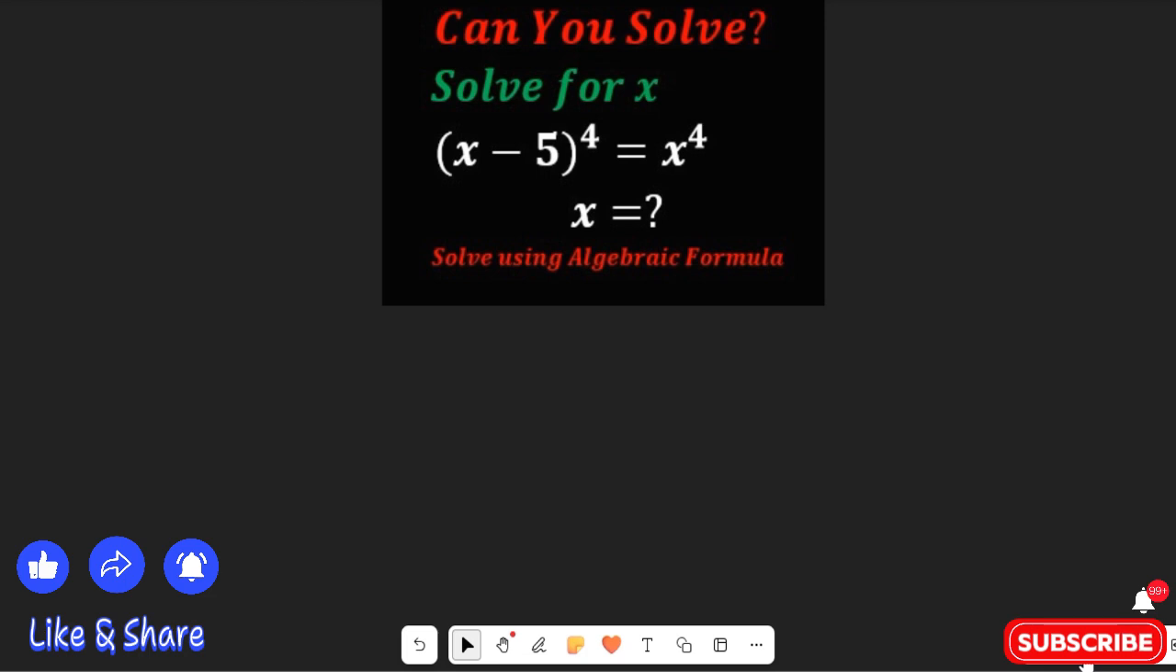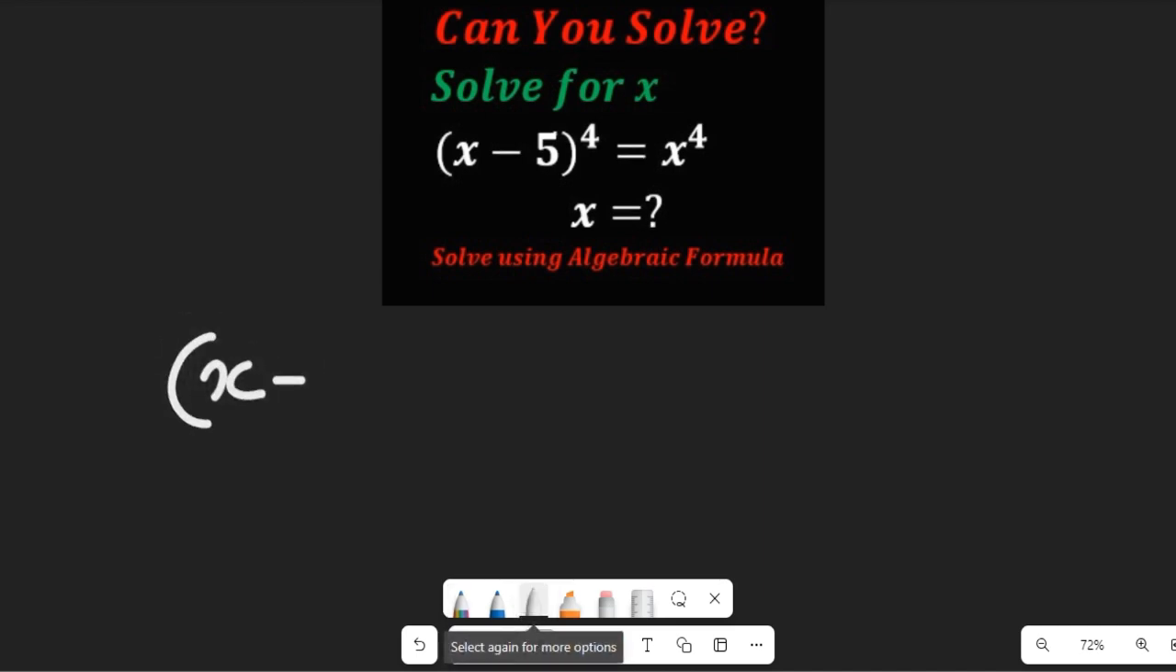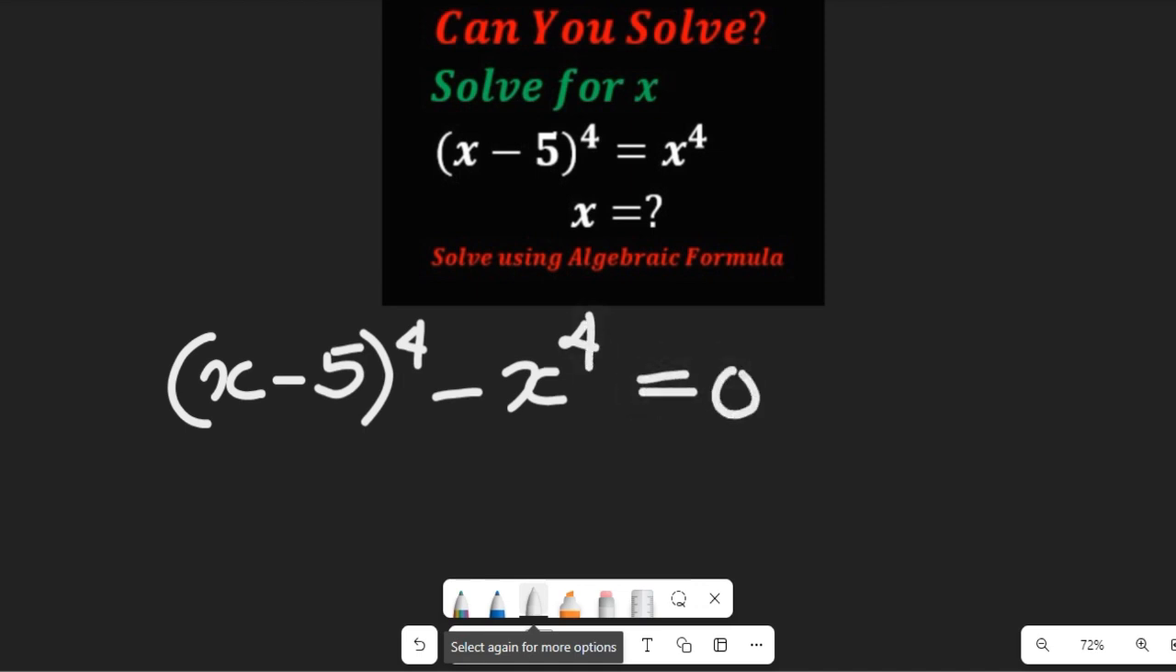Now, to simplify this expression, to make it look like a quadratic or algebraic formula expression, we need to take the value on the right hand side back to the left hand side. So x to the power of 4 will be taken back to the left hand side. That way we are going to have (x minus 5) all to the power of 4, subtracting x to the power of 4, and this will be equal to x to the power of 4 minus x to the power of 4 on the right hand side, which is 0.